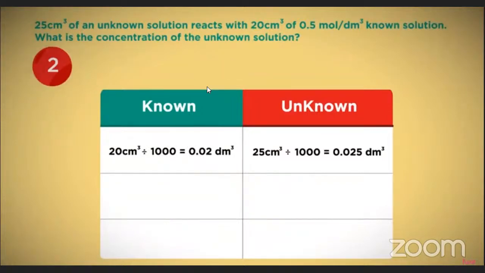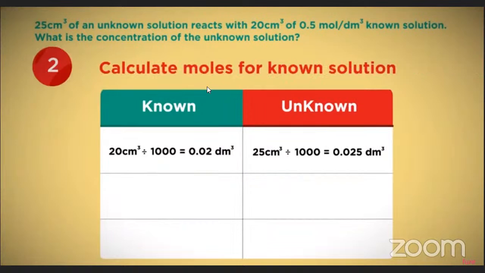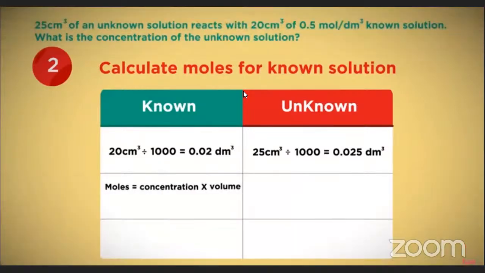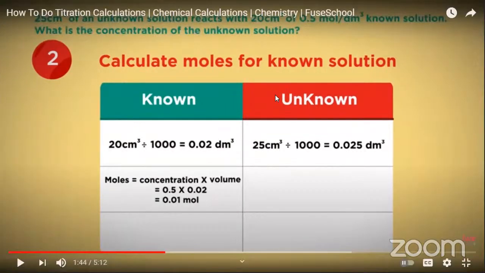Now you need to work out the number of moles for the known solution, because we already know the concentration and volume for this. The number of moles equals concentration multiplied by volume. So in this case, for the known solution, the number of moles equals 0.5 multiplied by 0.02, which equals 0.01 mole. So this one we have looked at, okay? We're just trying to find the moles for the known solution, the solution that we were titrating with, okay?